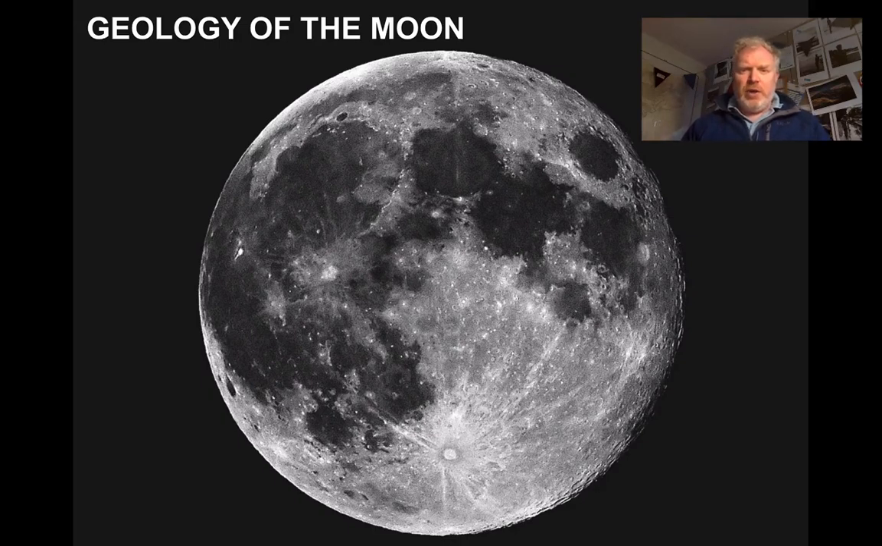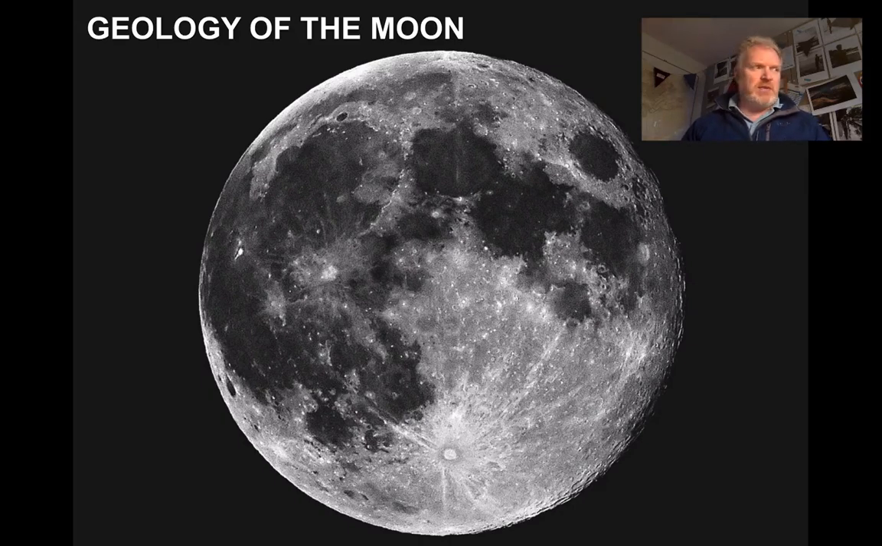This is a view perhaps we're all familiar with. On a clear night with a full moon, we can see this view even with the naked eye. I want us to think a little bit more about the geology though. What are we actually seeing when we look at the moon's surface like this? You can see there are some different features.